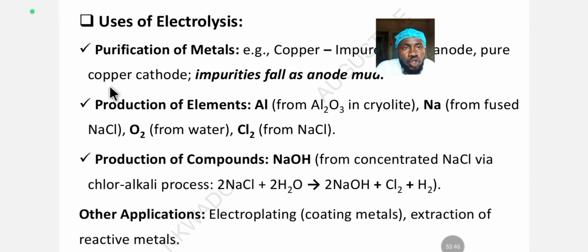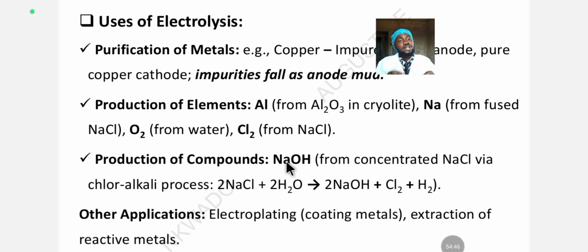The second use of electrolysis is production of elements. For example, aluminium is produced from aluminium oxide, dissolved in cryolite. Sodium is produced from fused sodium chloride. Oxygen is produced from water. Chlorine is produced from sodium chloride, that's electrolysis of brine. It is also used in the production of elements.